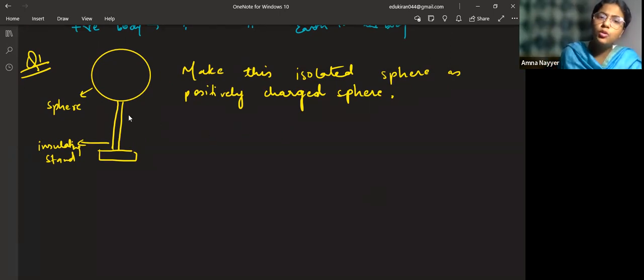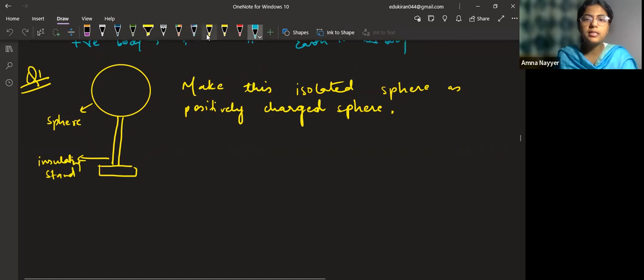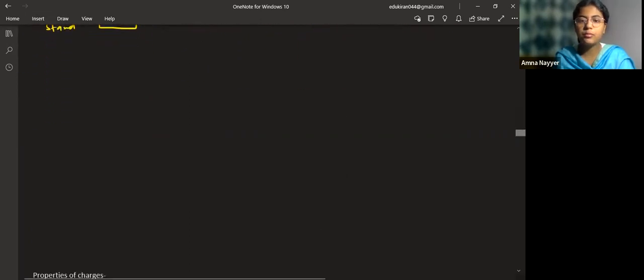So this is just an insulating stand. Why an insulating stand? So that electrons do not move down to the earth, right? Earthing does not take place. And the sphere is kept on the insulating stand. Now what will I do in order to make it positive? I have to make this positive.